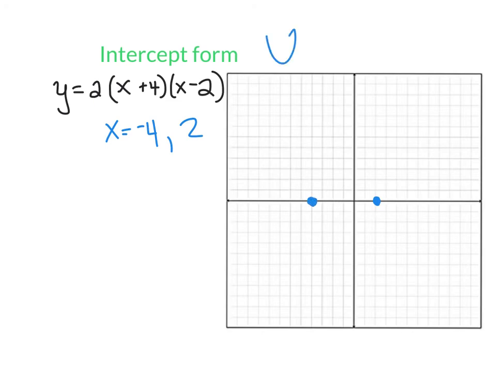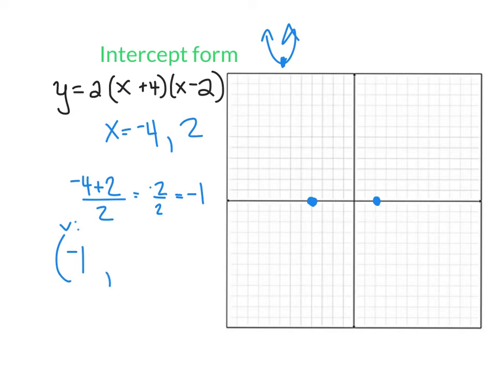And I know my parabola is going to open upward, so really the only other thing I need here is my vertex. And if you remember the vertex using symmetry, well, it's got to be halfway between those two. So the easy way to get it is just add them together and then cut it in half, divide by 2. So -4 plus 2 is -2, divided by 2 is -1. So I know that the x-coordinate of my vertex is -1.